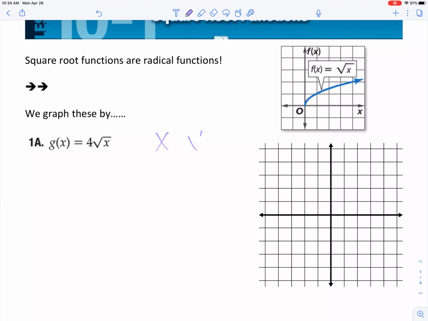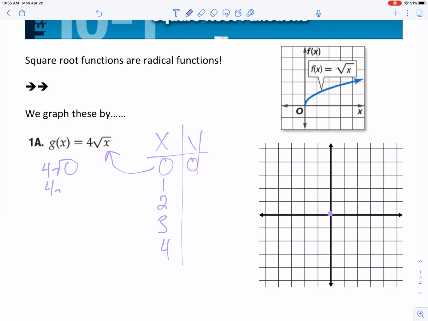And for today, you're going to do 5 values. Take my word for it this time. We're just going to start the table at 0, and then 1, 2, 3, 4. Do 5 values, and then you just plug those in for x. So the square root of 0 is 0, and 4 times 0 is 0. I can plot that.